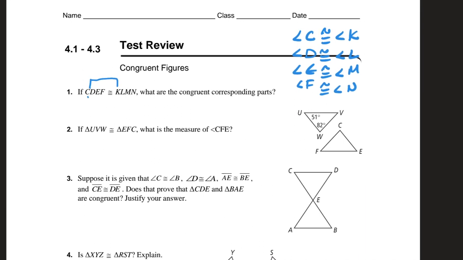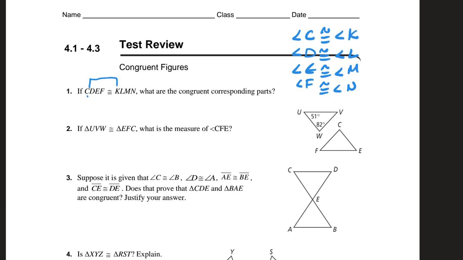We have corresponding angles. Now we have corresponding sides. And the way I teach it is by looking at the statement. CD is congruent to KL. So you're going to follow that pattern. So I'm going to write it right here. Segment CD is congruent to segment KL. The next two sides: segment DE is congruent to segment LM.